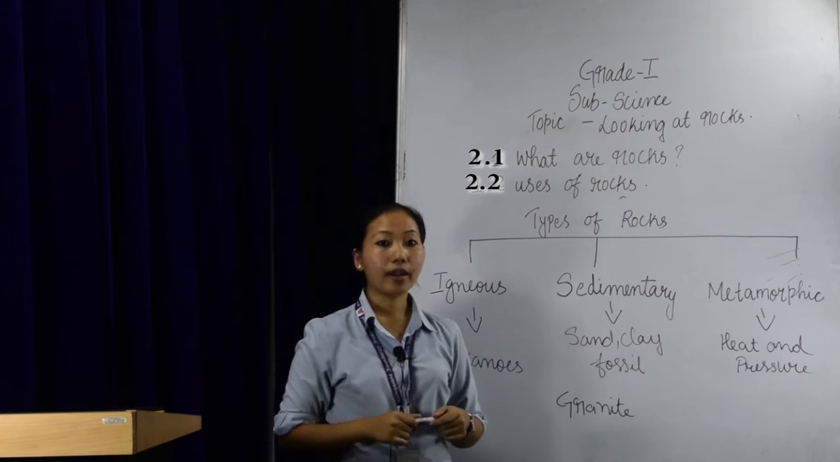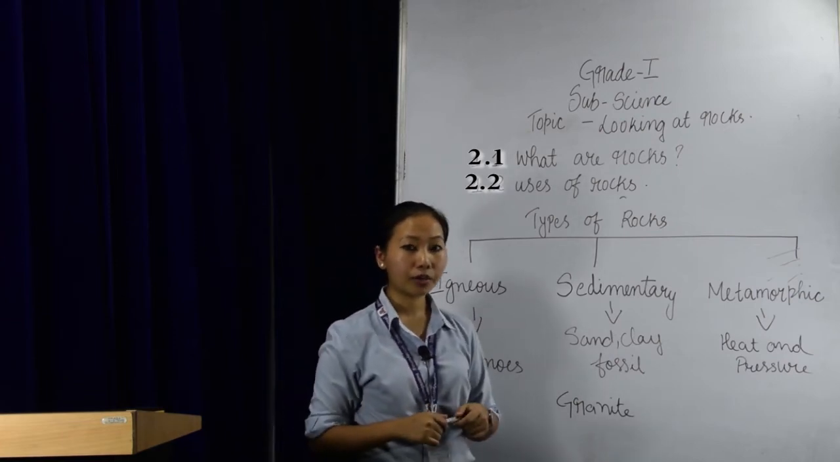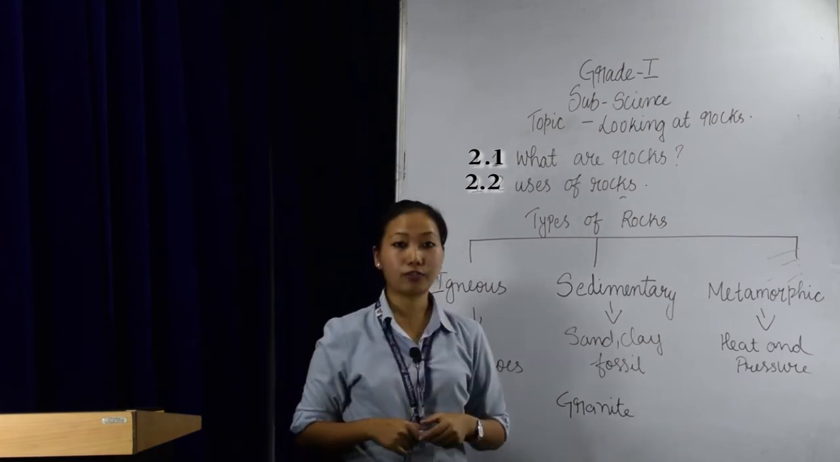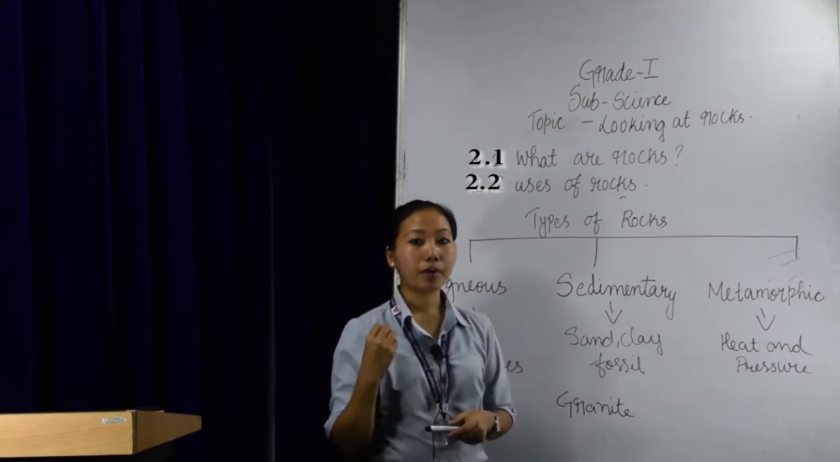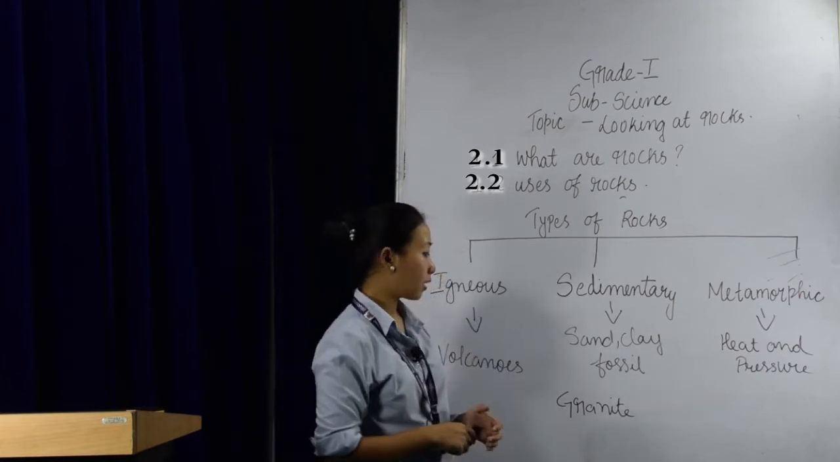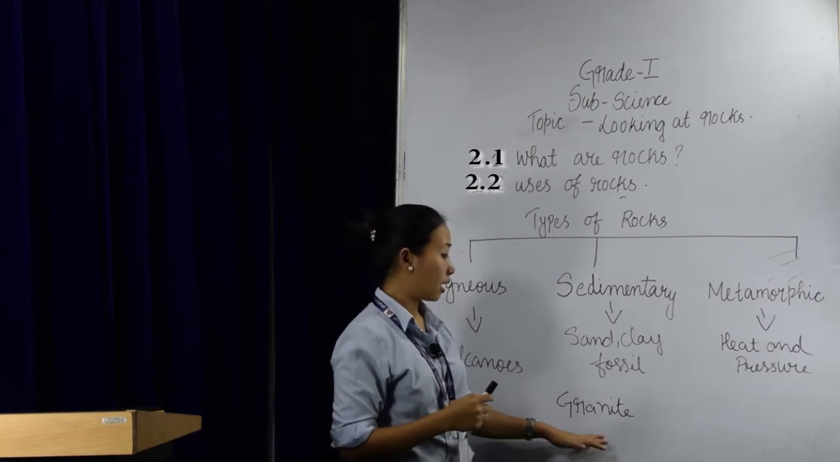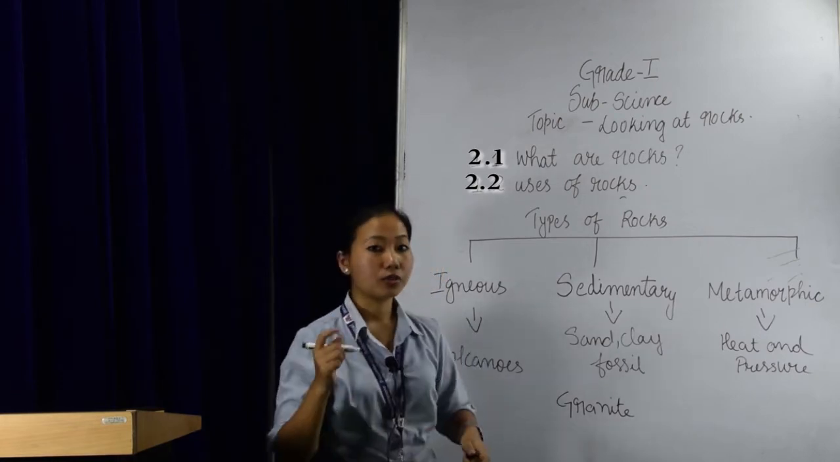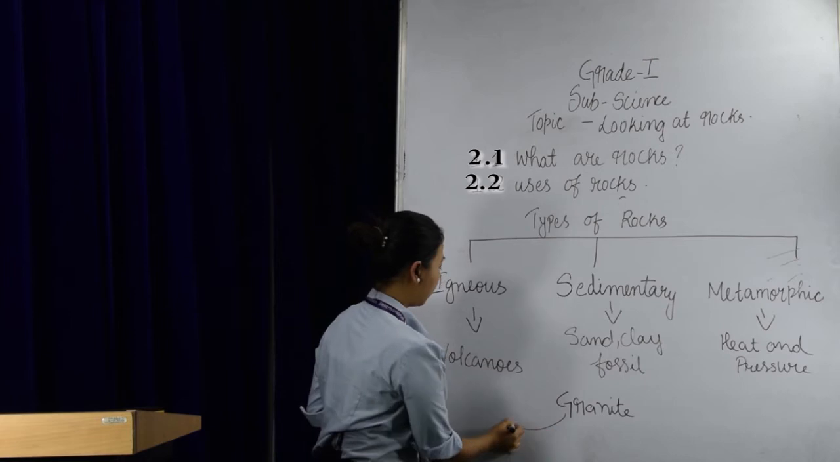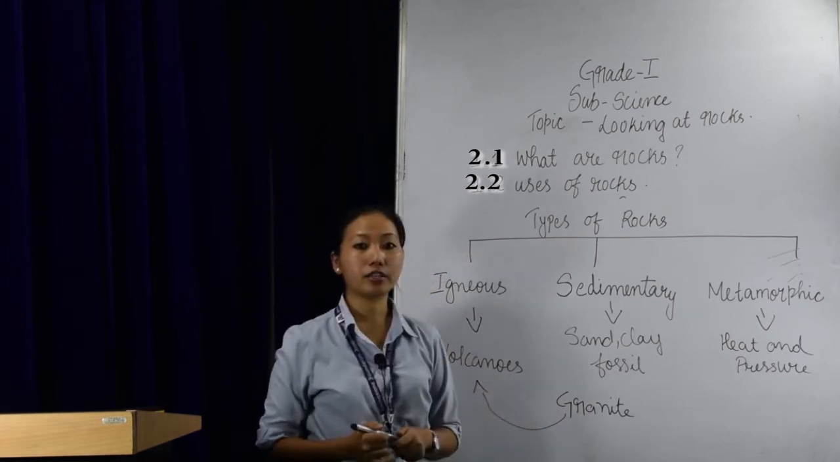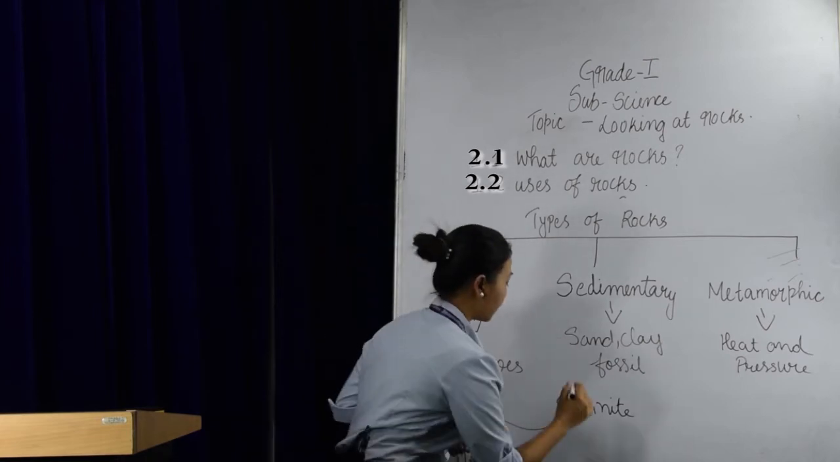Granite. Granite is a very strong rock, hard rock, and granite is made of small particles of different colors. Granite comes from the volcanoes. So granite is an igneous rock.